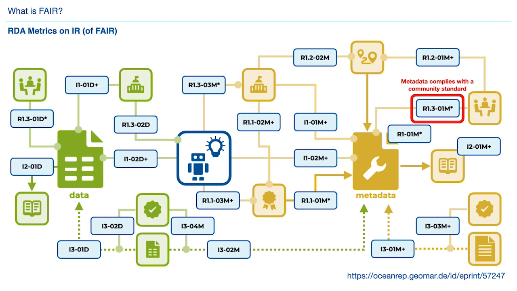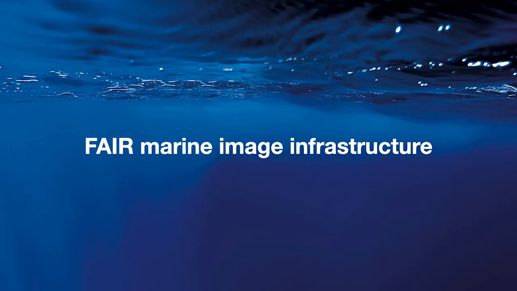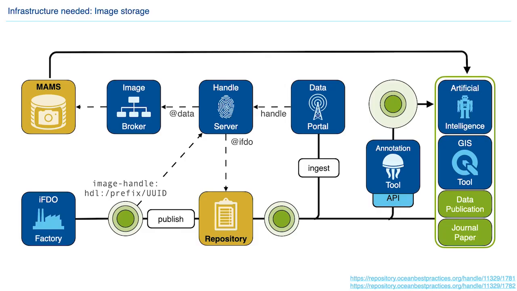And these define a format on how to record image metadata, but of course this is only a little part of solving the challenge of making marine image data FAIR. In this case, it is just solving this one FAIR metric here. So what's really required to make marine image data FAIR is that this IFDO concept has to be adapted to solve all these other challenges. So for that, really a lot of infrastructure is needed. And here I can only show a brief overview of the infrastructure we're using.